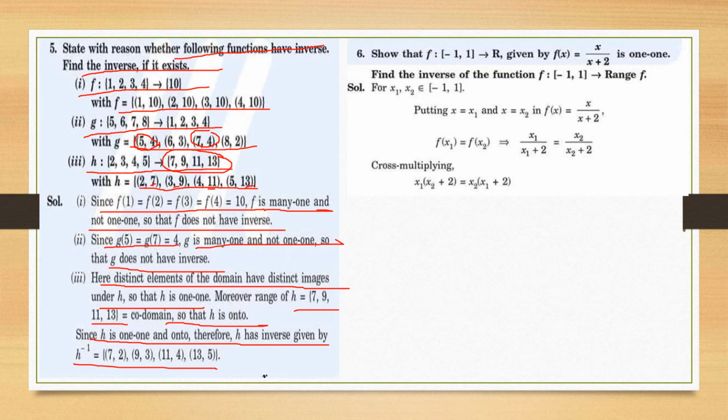Number 6: show that f, mapping from the closed interval -1 to 1 to R, given by fx equal to x upon x plus 2, is 1-1, right? Find the inverse of the function f mapping from -1 to 1 to the range of f. So you know how to prove 1-1. I have to take two elements in my domain. Domain is my closed interval -1, 1, such that f of x1 equal to f of x2, which I'll get by replacing x by x1 and x2 in this function. So x1 upon x1 plus 2 equal to x2 upon x2 plus 2. Now I'll cross multiply this to get my next result.